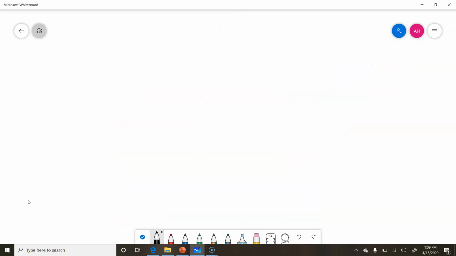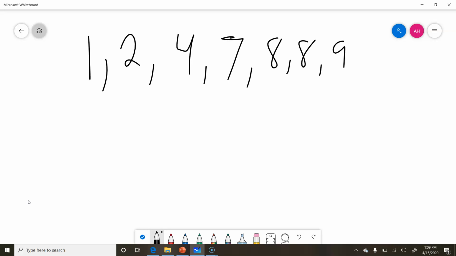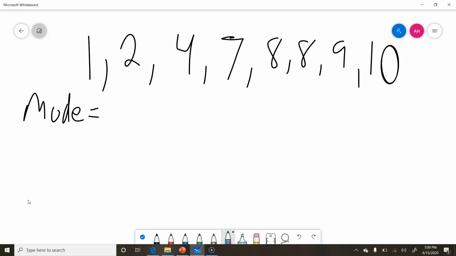Now, one final part of our review that we're going to do for today is, let's say we have a set of numbers: 1, 2, 4, 7, 8, 8, 9, and 10. Now let's say that I'm going to try and find the mode of that set. Which one occurs most? Well, that's easy, right? Most is right here, and that is 8. Okay, so the 8 is the mode.